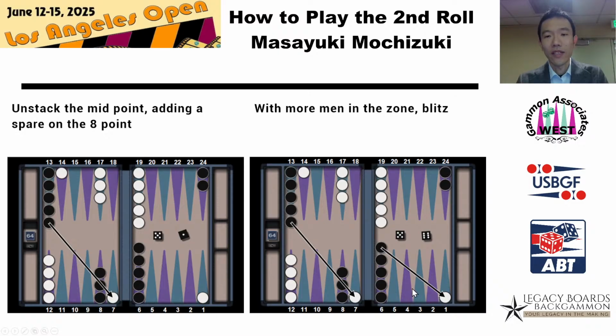But on the right hand side, you have enough men in the zone. You have a spare on the 8, so you don't need to play 6-5 down as well. So as a result, on the right hand side, you have to hit twice, and you have like 9 checkers in the zone. So you have, not enough, but you have more material to go for the blitz. So that's the difference.